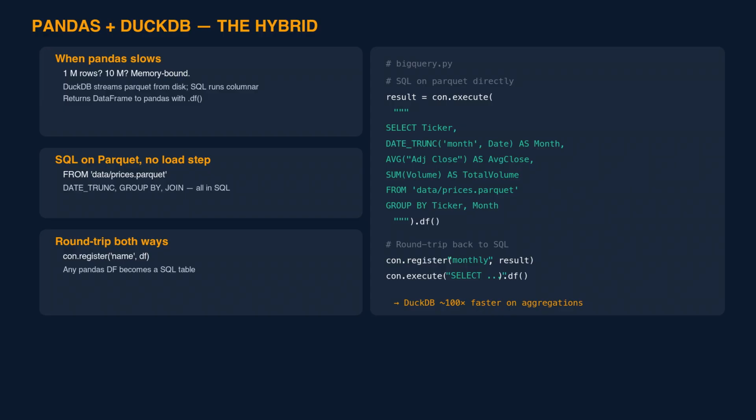Pandas is great. It's also memory-bound. Once your data doesn't fit in RAM, or even fits but is painfully slow, DuckDB takes over. DuckDB reads Parquet directly. SQL queries the file as if it were a table. The result comes back as a Pandas DataFrame for plotting and final touches.